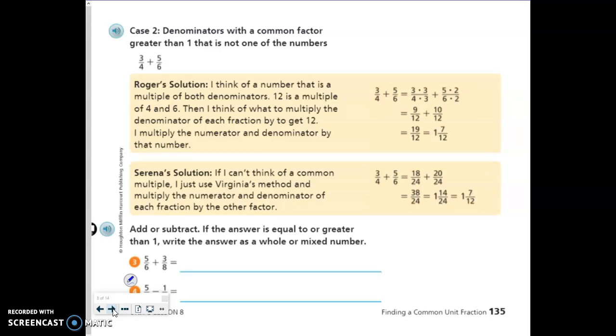Whereas Serena, on the bottom, she's saying, I want to just get my new fraction. I want to make my common denominator of 24 by multiplying those two denominators together. But then I'm going to have to simplify on the back end. I'm going to do more work at the end. Once I change my fractions, I find out I end up with 38 over 24, which I make into 1 and 14/24. I know that those are both even numbers and I can divide them both by 2. So there's just one extra step on the back end.